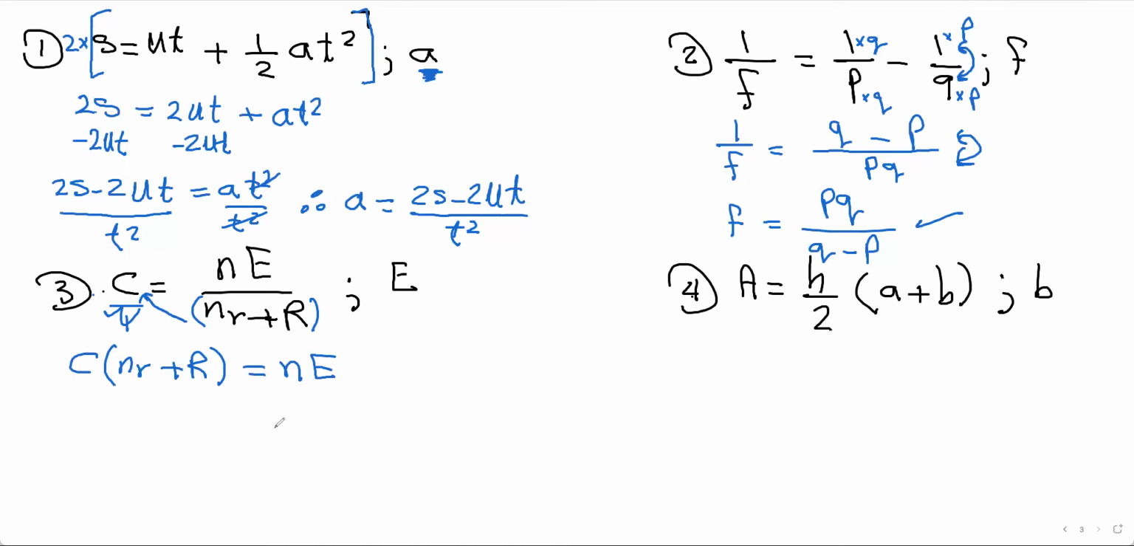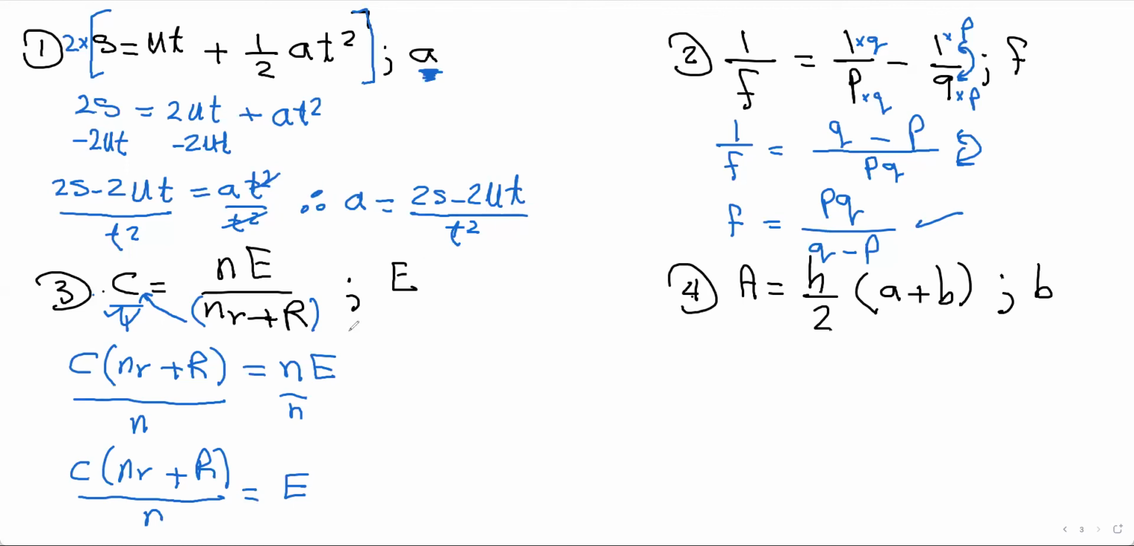And now I have this, it's much easier. Now to solve for E at this stage, what do I need to do? All I need to do is just divide both sides by N. And therefore I have C brackets NR plus R over N equals E.